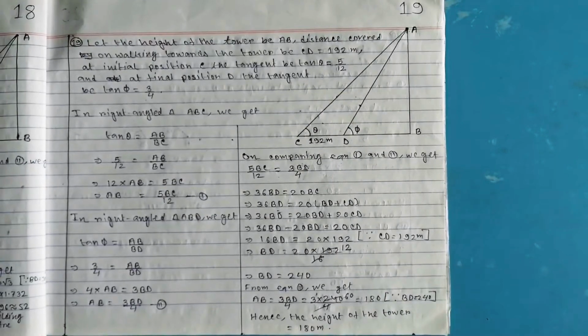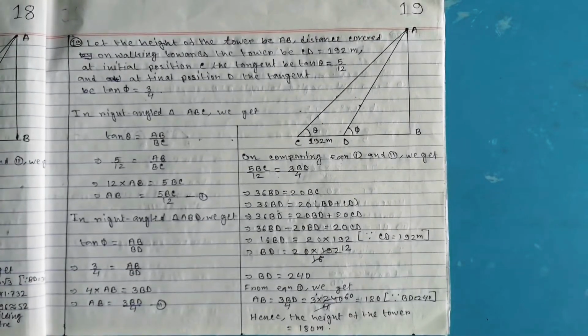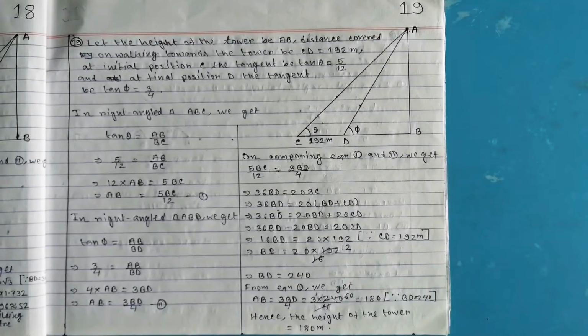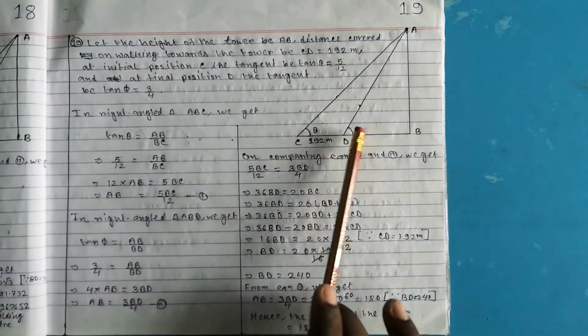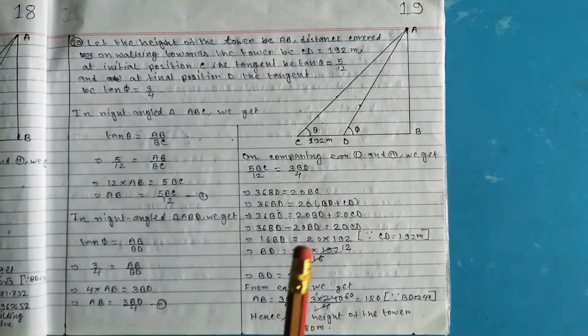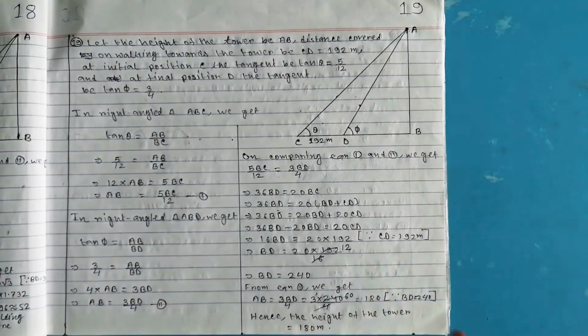Read the question number 19. At a point on level ground, the angle of elevation of a vertical tower is found to be such that its tangent is 5 upon 12. On walking 192 meter towards the tower, the tangent of the angle is found to be 3 upon 4. Find the height of the tower. In this case the angle is not given. What is given? The tan of that angle is given. So don't worry.